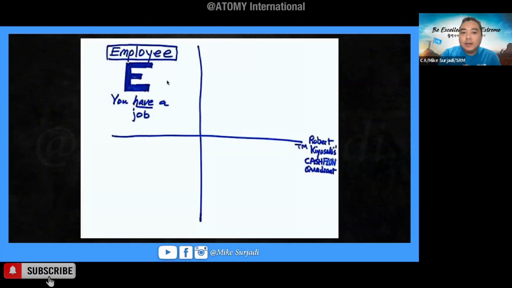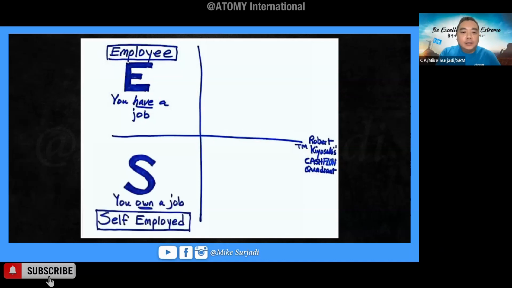Nothing wrong with employee. Everyone has to start with something, but do not stay on the left quadrant forever, because the idea is for you to shift from your left quadrant to the right quadrant. I'm going to explain what is on the right quadrant. Again, for employee, you're going to trade your time for money. If you do not have time, you don't make money. It's very simple. If you still have energy to do the job, you make money. When you don't have energy or ability to go to the job, you're not going to make money.